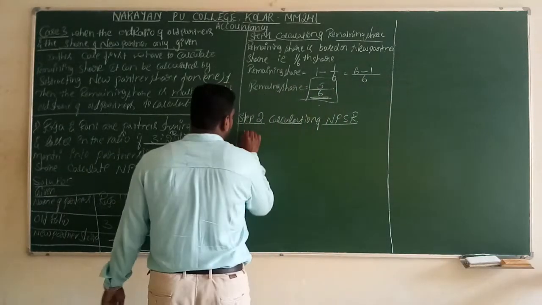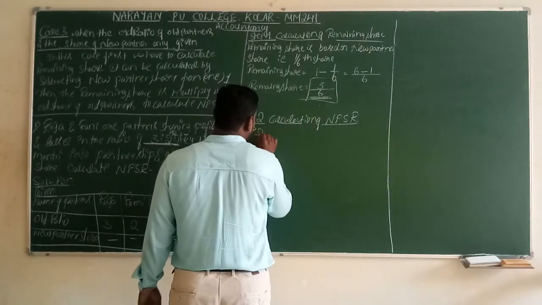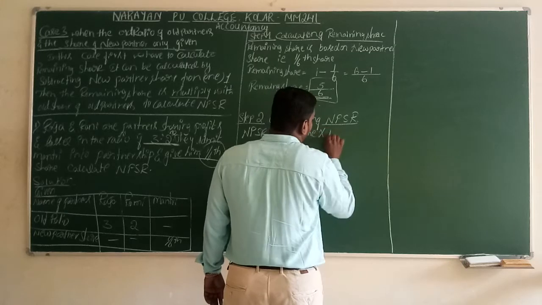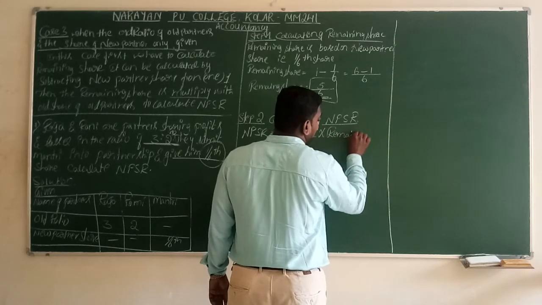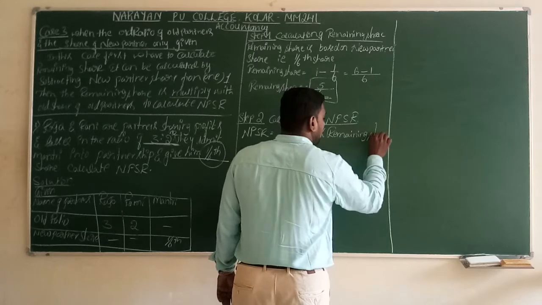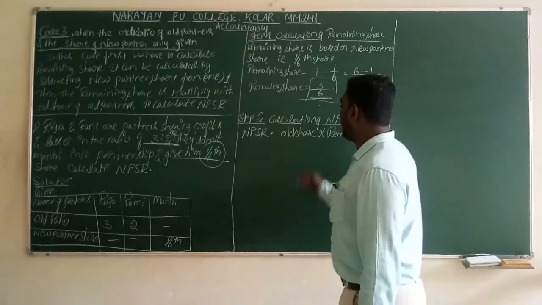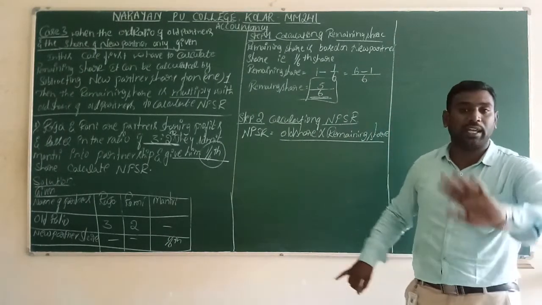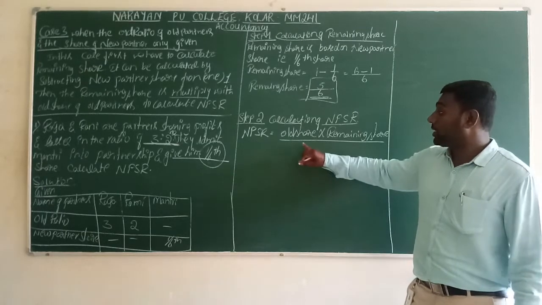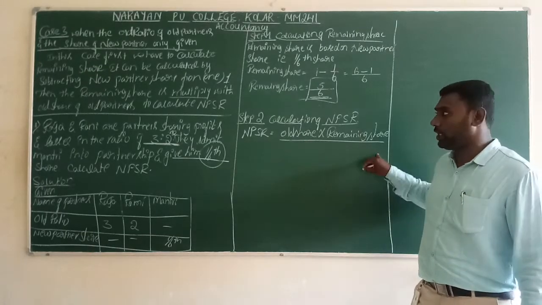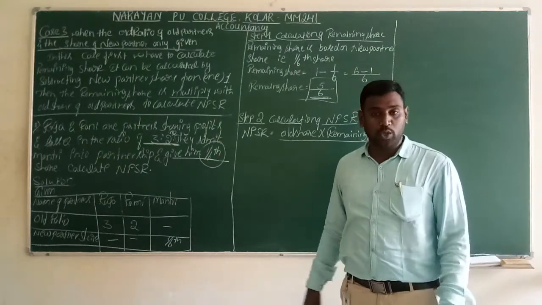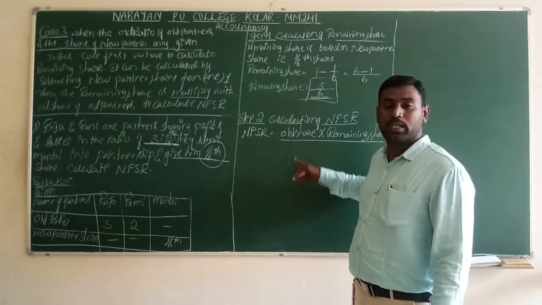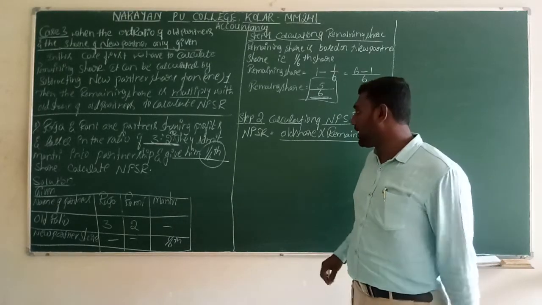How to calculate NPSR according to case number 3: NPSR is equal to old share into remaining share. This is very important for case number 3, because the direct formula will not apply. When only the old ratio and the new partner share are given, we have to select a different formula, not the direct one.